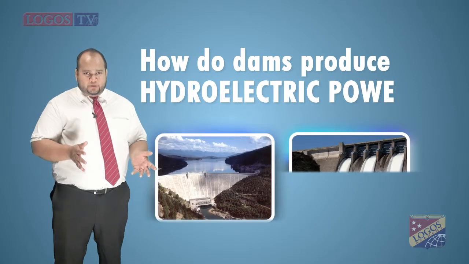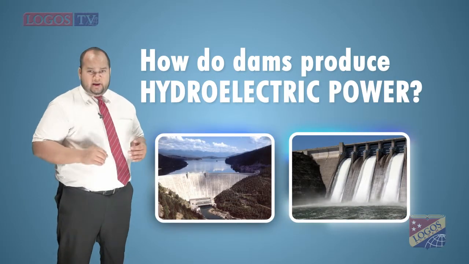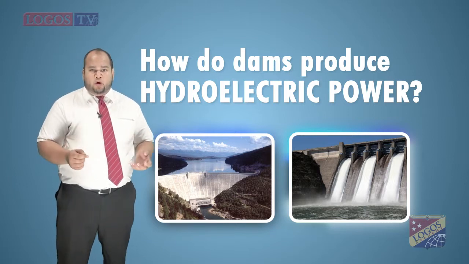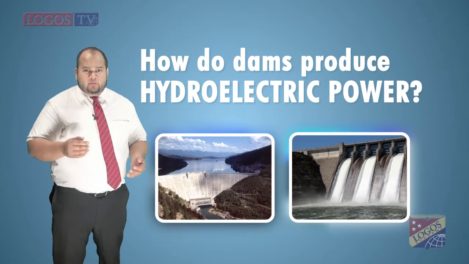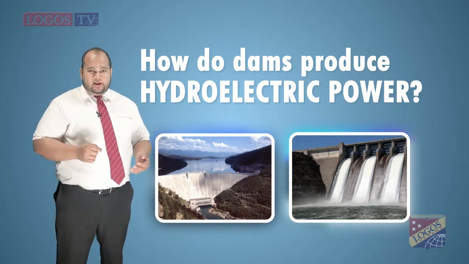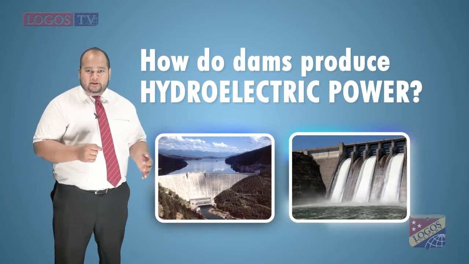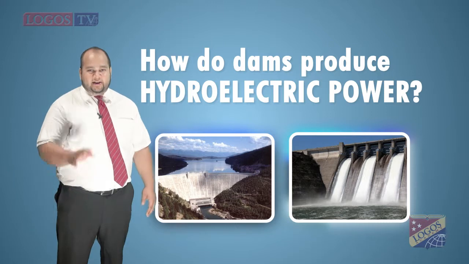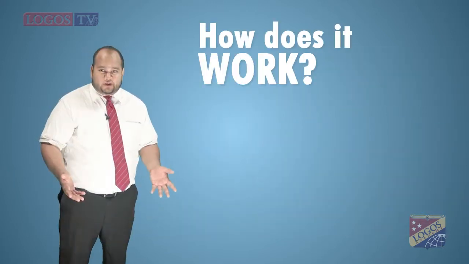Hydroelectric power is produced as water passes through a dam and into a river below. The more water that passes through a dam, the more energy is produced. Once a dam is built, an artificial man-made lake is created behind the walls of that dam. Now, how does it work?